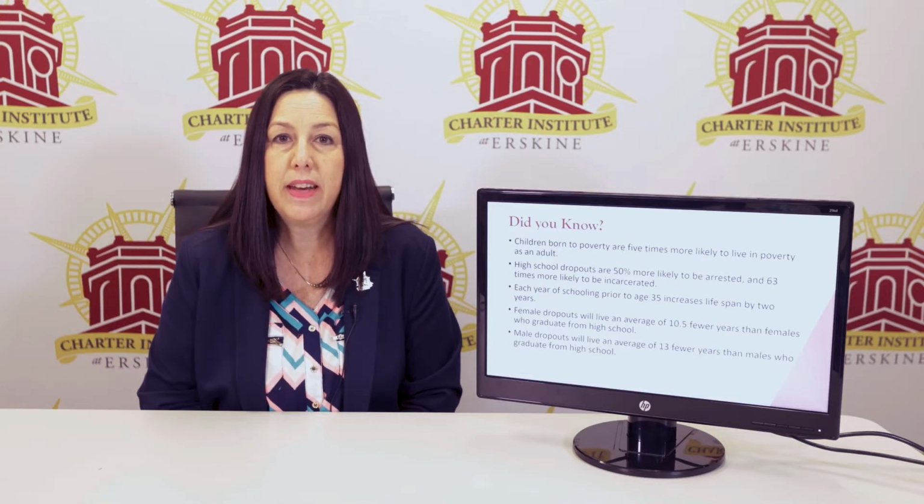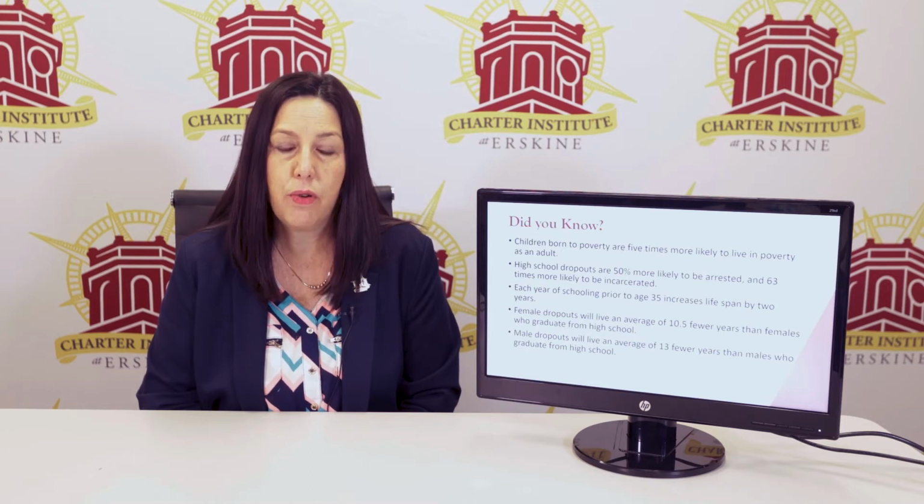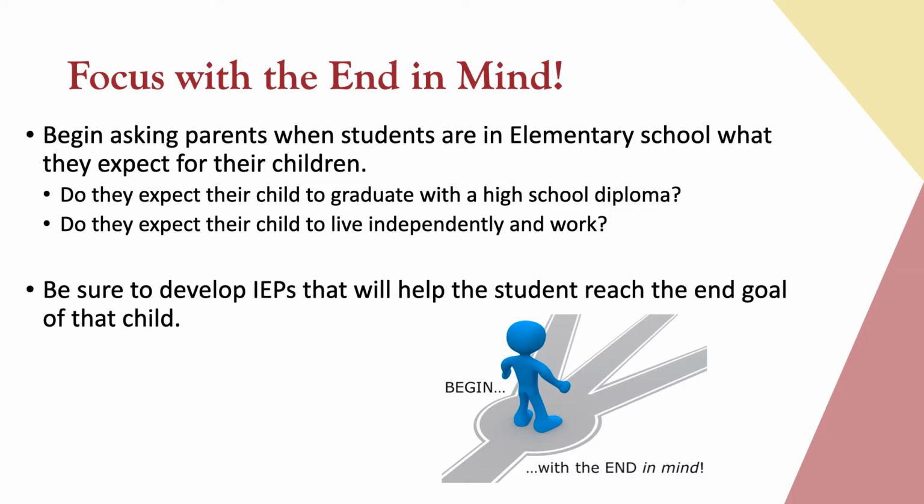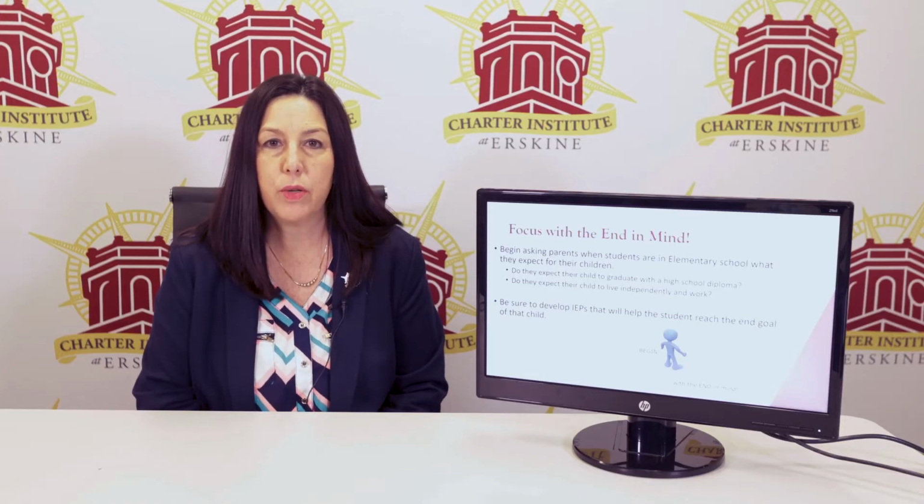Female dropouts will live an average of 10.5 fewer years than females who graduate from high school. Male dropouts will live an average of 13 fewer years than males who graduate from high school. Ultimately, what are you trying to improve? Improved outcomes for students means closing achievement gaps instead of growing those gaps. How do we do this? By reviewing student data, isolating skills, and developing goals for the IEP that will help that student achieve those skills. Ultimately, the goal is graduation from high school with the greatest skill set possible.